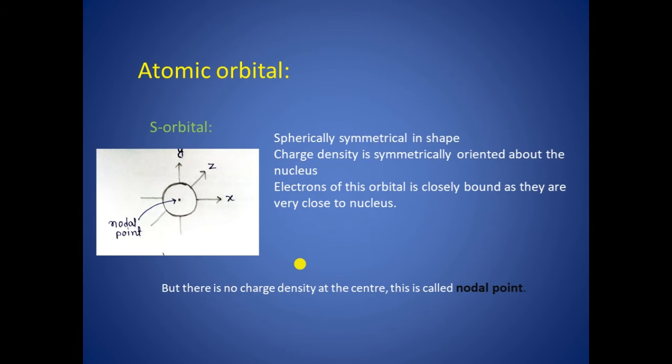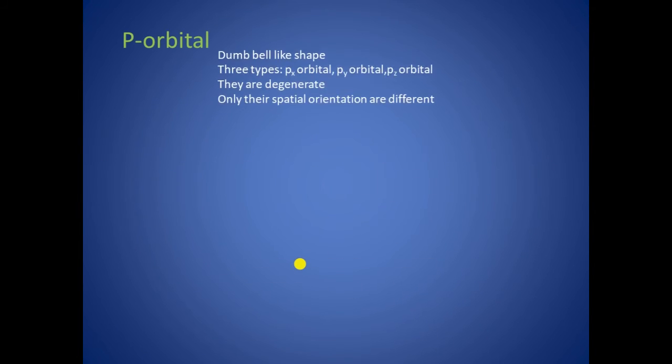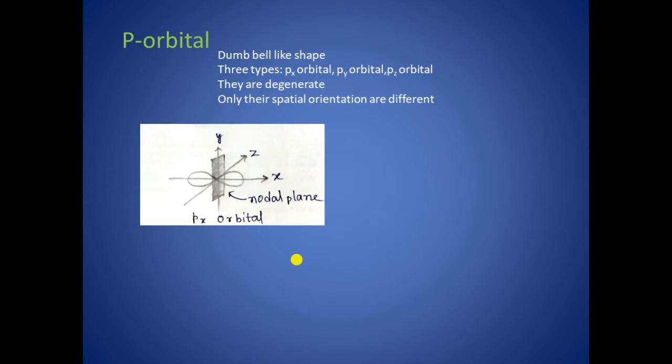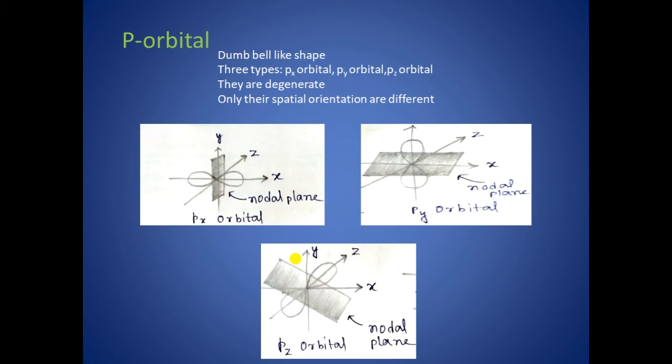Let's move on to the p orbital. The p orbital is dumbbell-like. There are three types of p orbital, viz. px orbital, py orbital and pz orbital. These three orbitals are degenerate, that is, they are of equal energy and they are identical in shape and size. But they differ in their spatial orientation, that is, these three orbitals are oriented mutually perpendicular along the x, y, and z axis. So, p orbitals have directions.